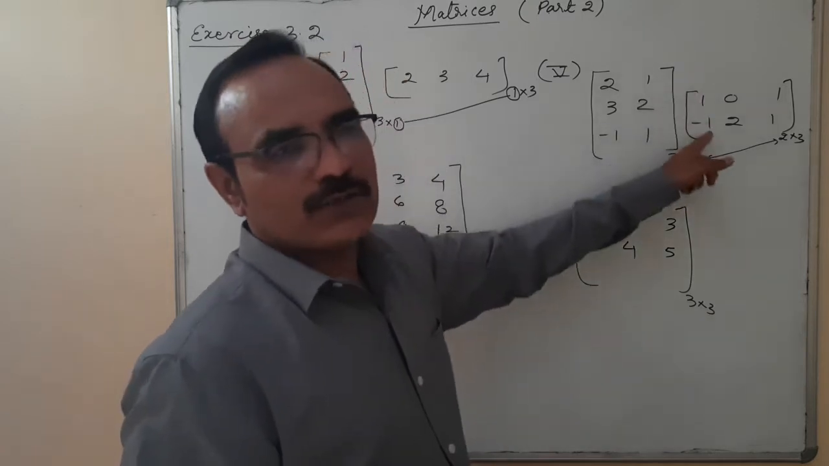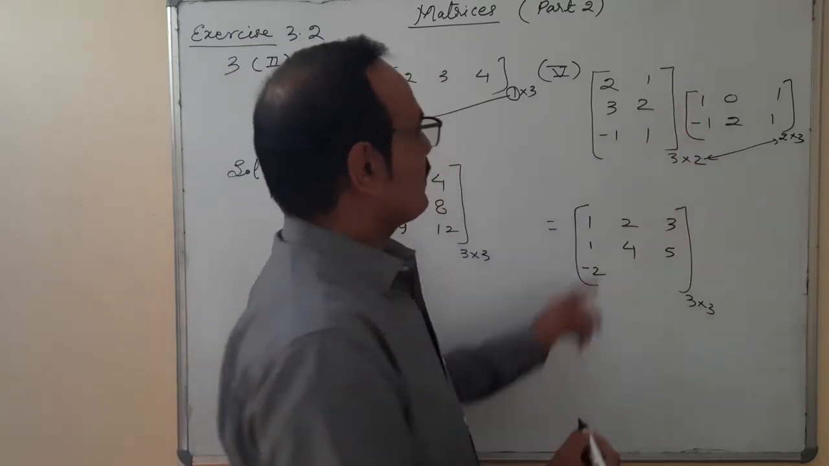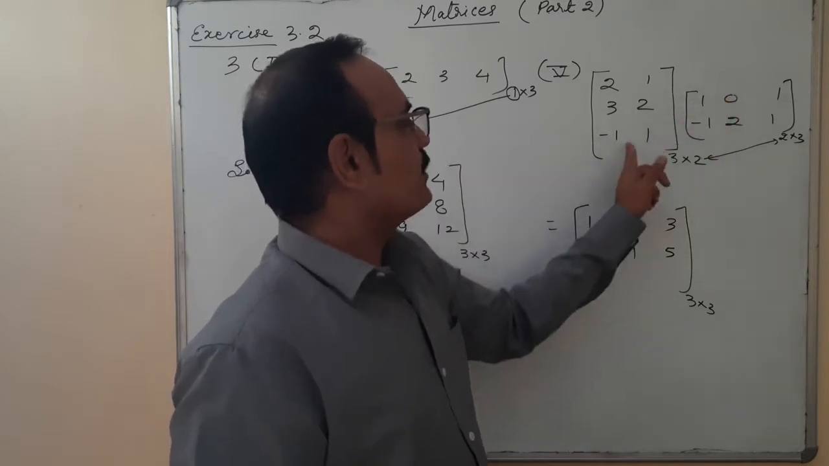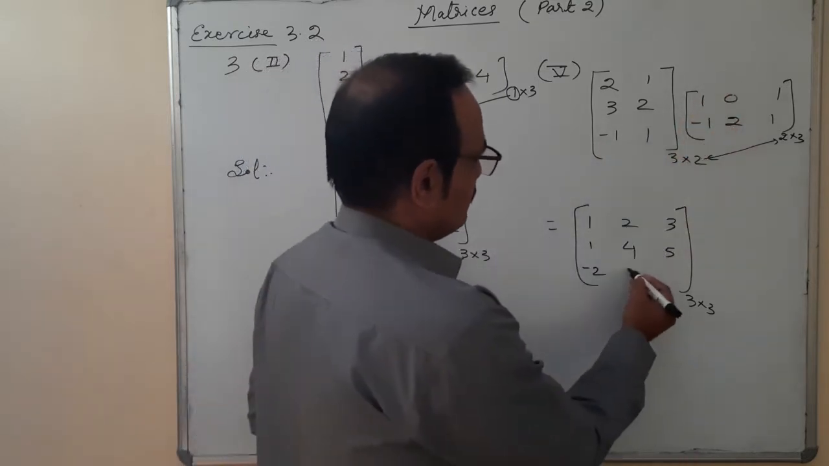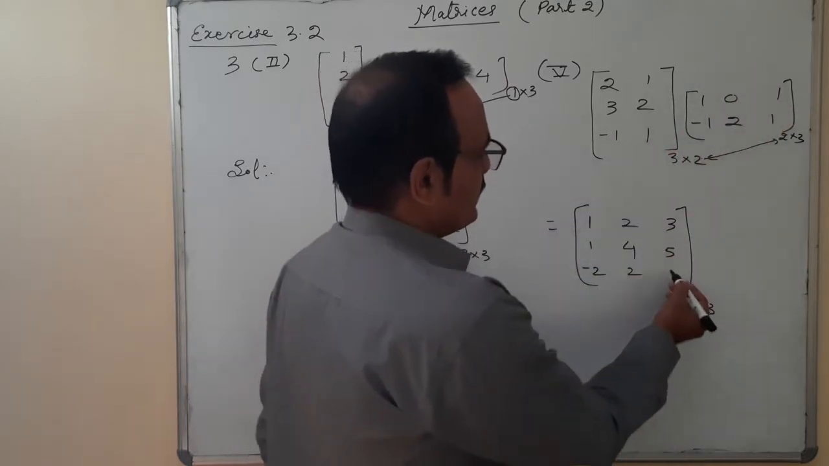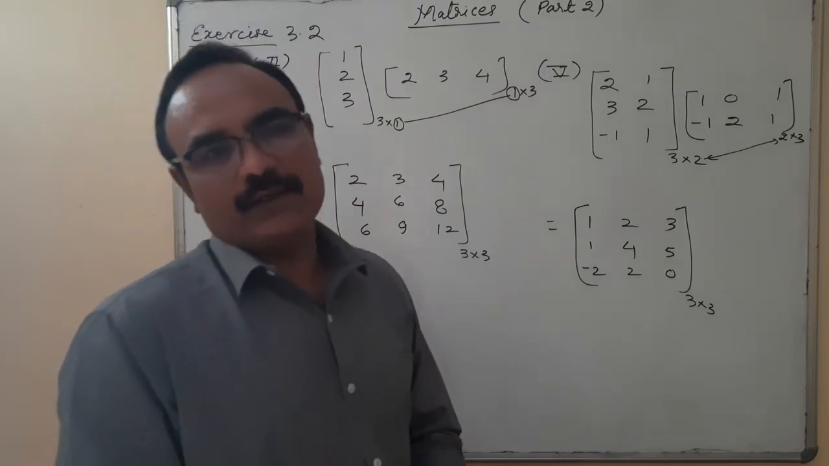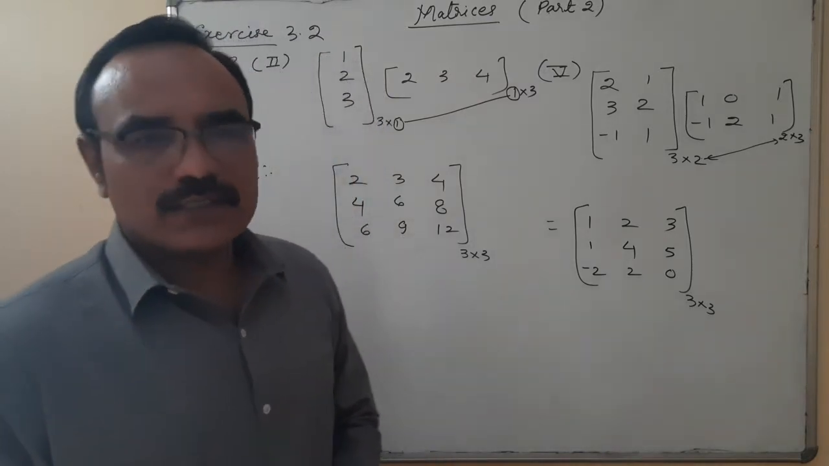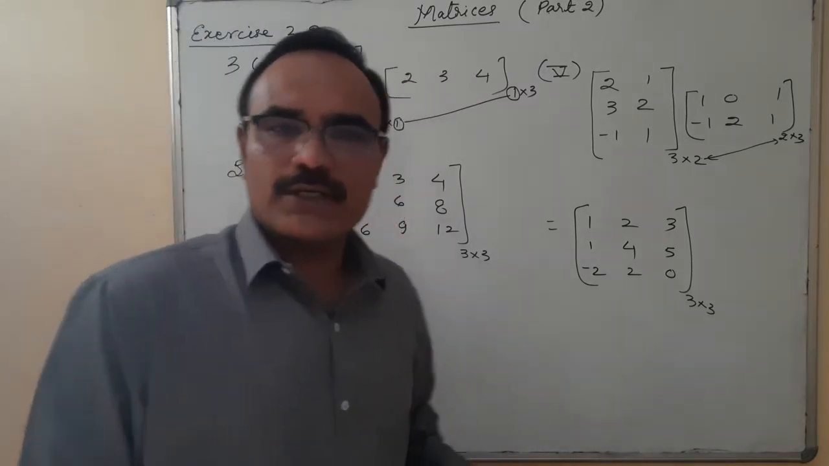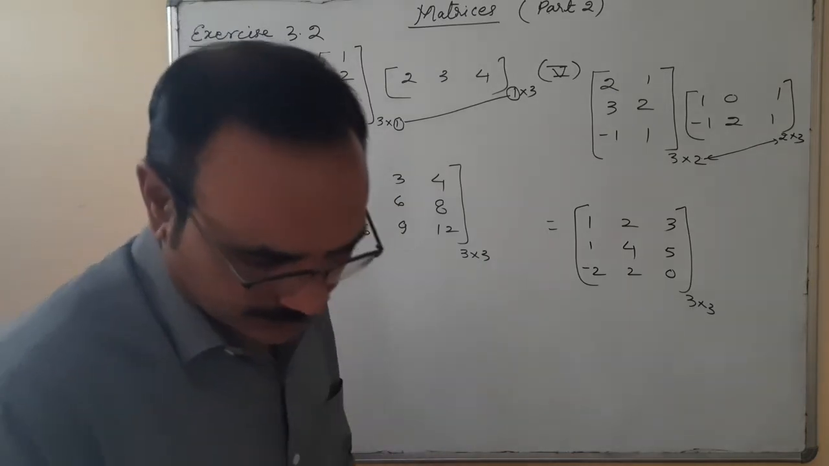Third row, first column: minus 1, it is minus 2. Third row, second column: 0 and 2. And third row, third column: minus 1 plus 1, that is 0. So the result is a matrix of 3 cross 3. This is the multiplication of two matrices. I hope you have understood how to multiply two matrices of any orders.